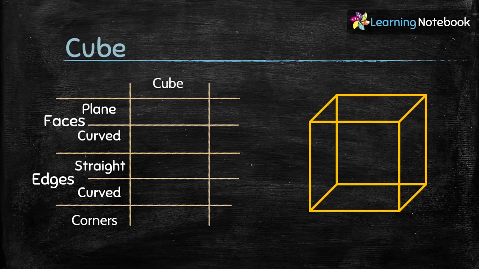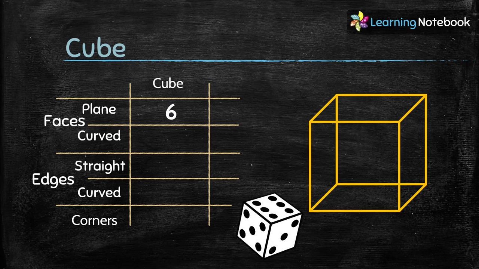Now, let's take each solid shape one by one and learn about number of faces, edges and corners. First solid shape is cube. A cube has six plane faces. Students, you can easily remember number of plane faces of a cube with the help of a dice. A dice has numbers up to 6, because it has 6 plane faces. Now curved face. A cube has 0 curved face.